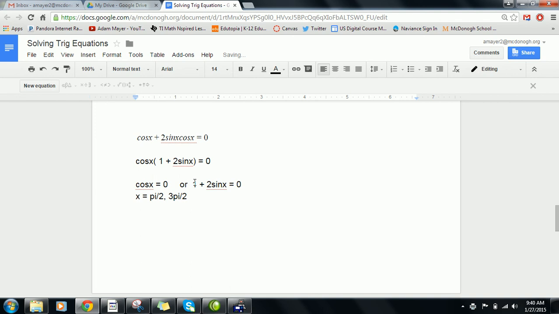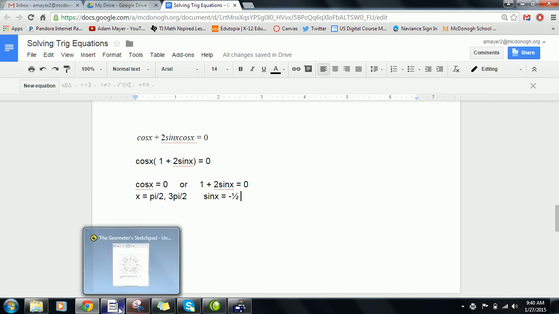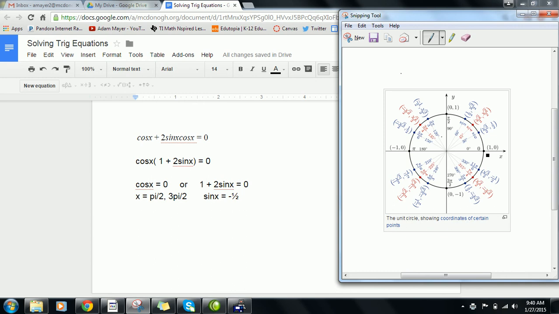And then the second factor, well, let's think about that. I'm going to subtract 1, divide by 2, so this is what I end up with. Right? And again, if we don't remember where the sine of x equals negative 1/2, let's think about the unit circle. Sine is the y value. It's negative in the third and fourth quadrants. So I want this point right here. Oh, wrong. This point right here, the y value. And I want this point right here, the y value.